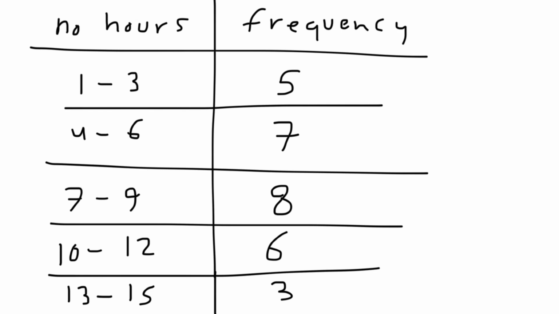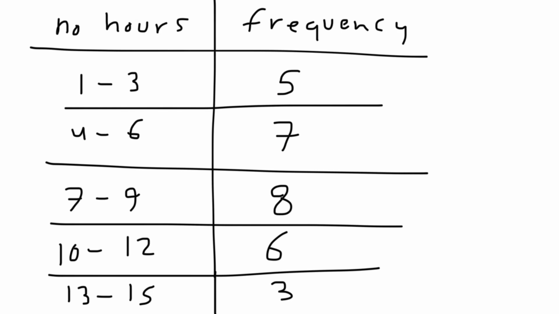This time it's a grouped frequency distribution table because the number of hours is not just one value. It's actually 3 values: 1 and 2 and 3. From 1 to 3 means 1 and 2 and 3. So anyone who studies 1 or 2 or 3 hours is counted here, and anyone who studies 4 or 5 or 6 hours is counted here, and so on.